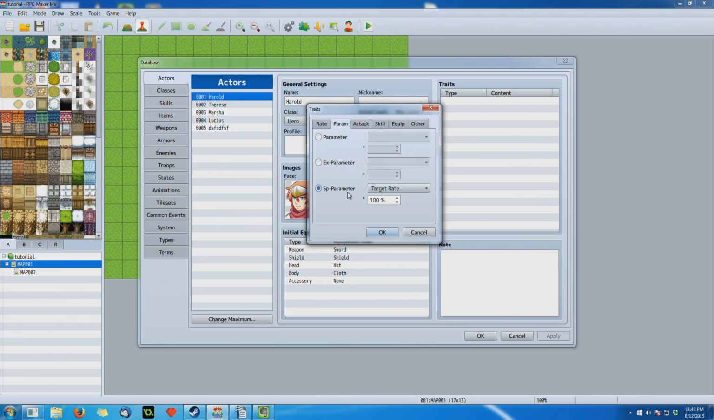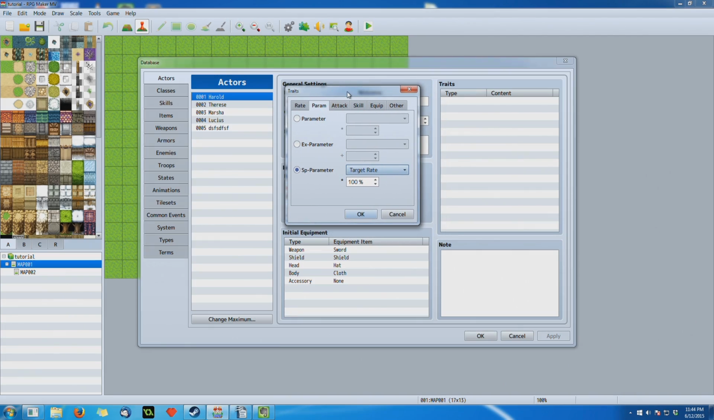Then we have SP parameters. Now these are special parameters, and so the target rate here is the chance of, just say Harold here, being the enemy's target to be attacked. So now, even though it says 100%, that doesn't mean he's going to be targeted 100% of the time. This adds them all together and then does some math.